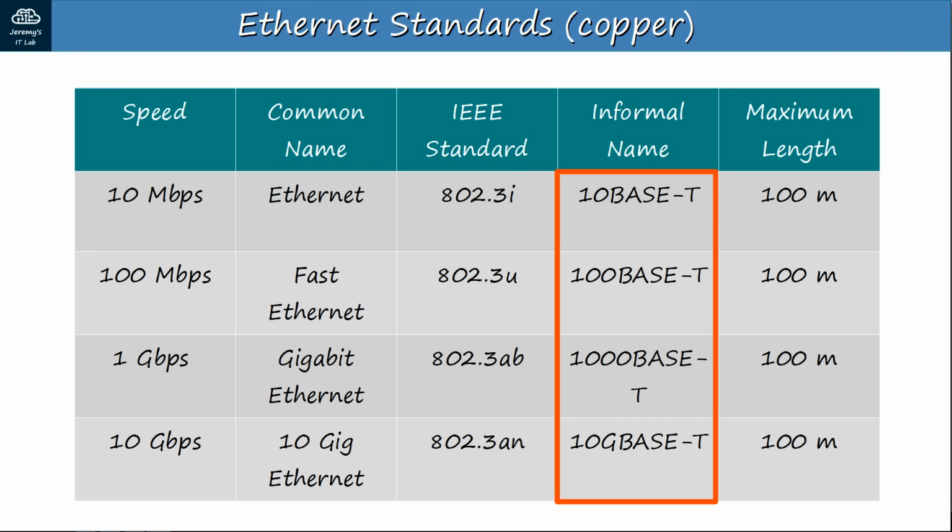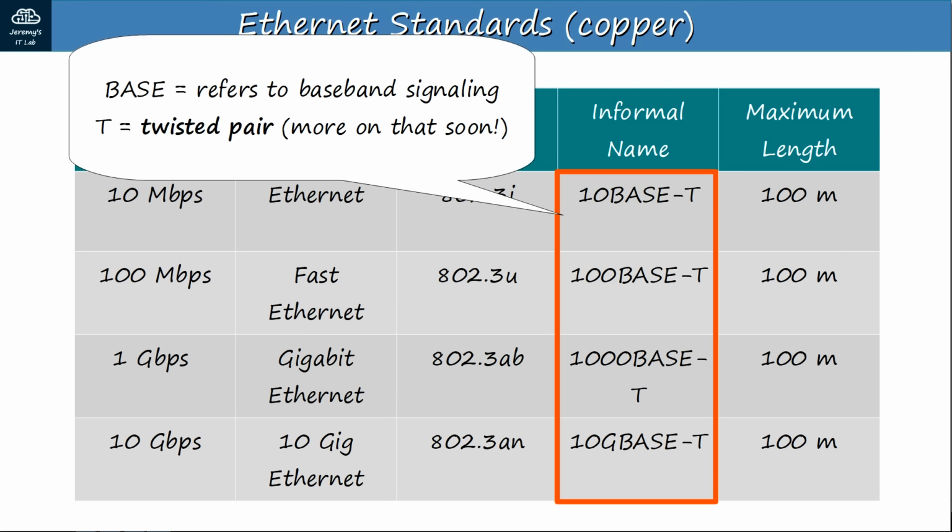This next column lists informal standard names given to each standard: 10 base T, 100 base T, 1000 base T, and 10G base T. The numbers obviously refer to their speeds, but how about base and T? Well, base refers to baseband signaling. That's totally out of the scope of the CCNA, but just so you know the meaning. T refers to twisted pair cabling, and we'll talk about that very soon.